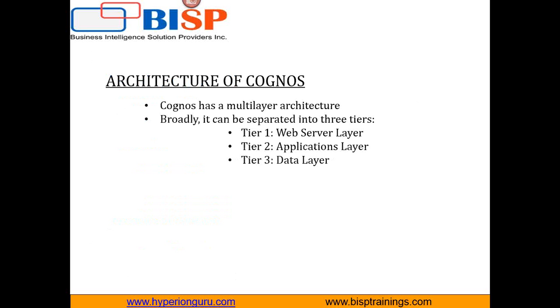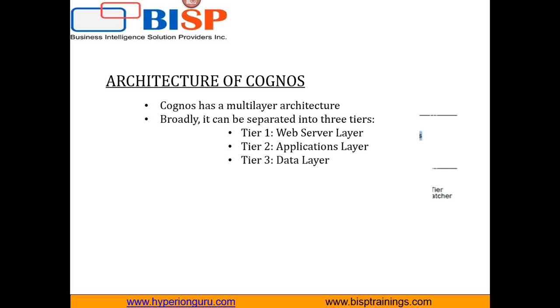Next we will start with the architecture of Cognos. What is the basic architecture of Cognos? Cognos is a multi-layer architecture that has been separated into 3 tiers. The different tiers of Cognos are the web server layer, the application layer, and the data layer. We'll talk about the architecture of Cognos in detail.